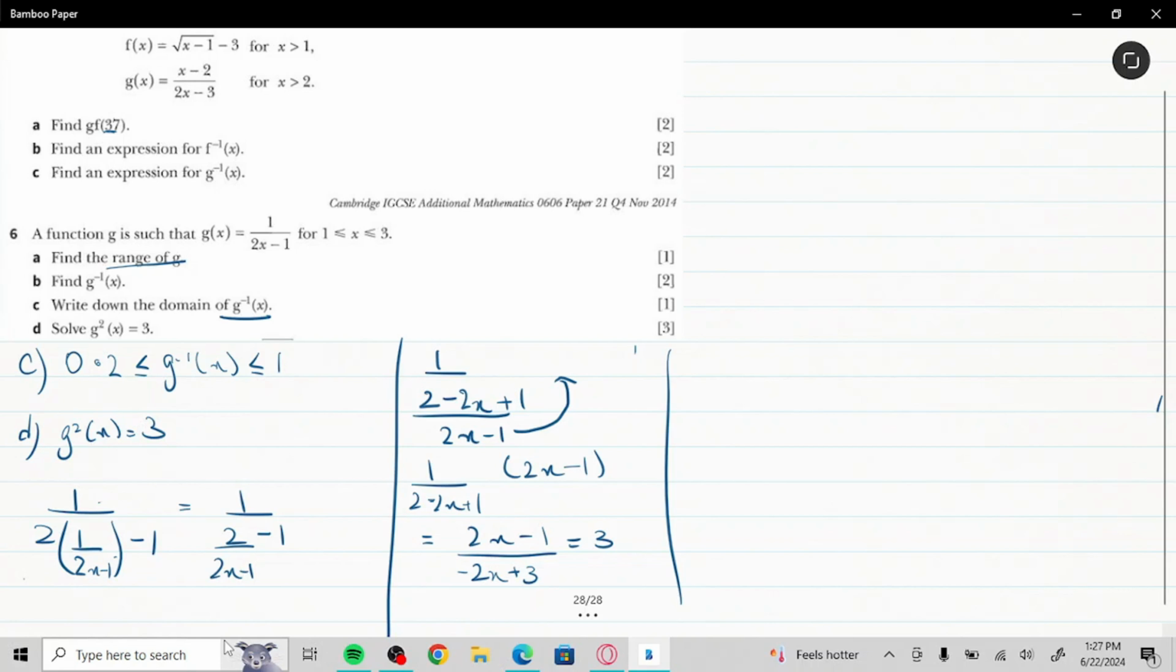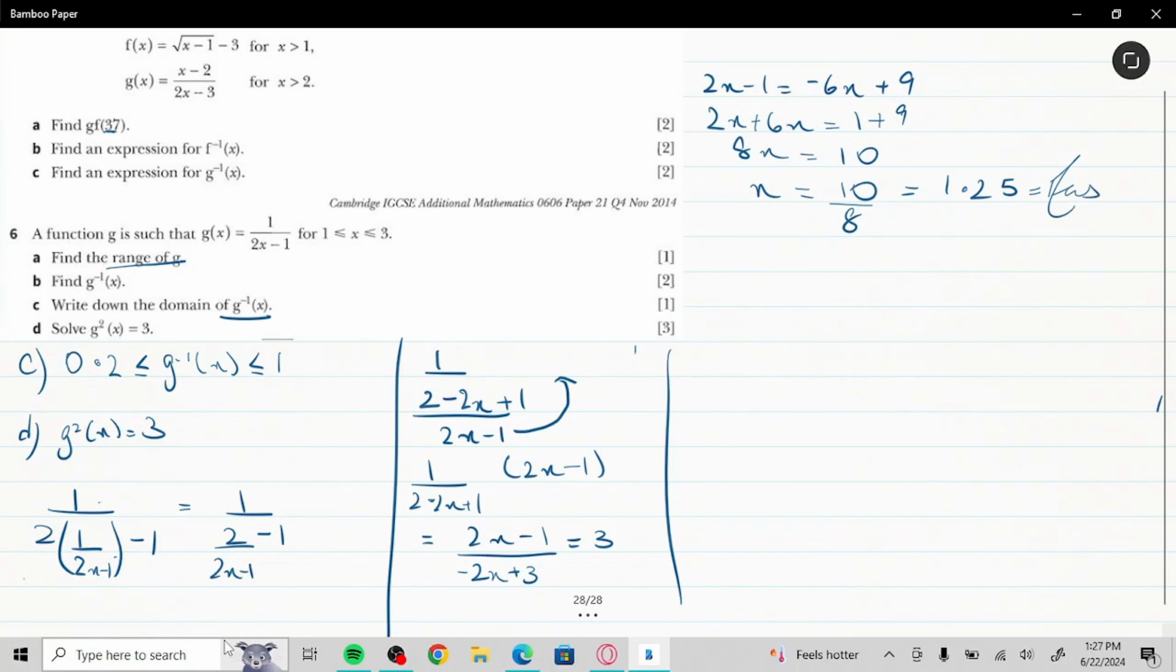Let's begin. 2x minus 1 is equal to 3 multiplied by minus 2x plus 3. So that will become minus 6x plus 9. So 2x plus 6x is equal to 1 plus 9. So 8x is equal to 10 and x is equal to 10 upon 8, which in return is equal to 1.25. And that's our answer. Okay, that's for part d of question 6.